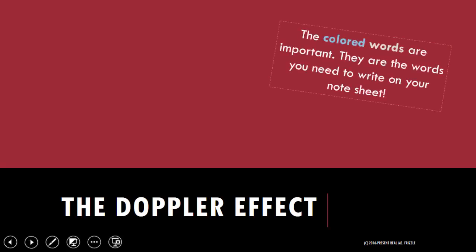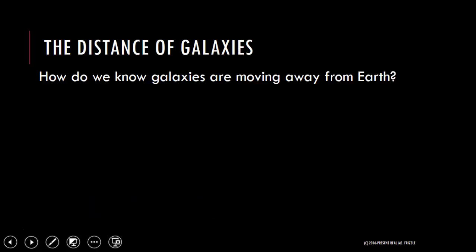Remember, we are going to skip the first set of notes that you come to, the section 4 talking about evidence for the Big Bang, and we're going to jump to the Doppler effect. And the colored words are the ones that you need to write down in these notes.